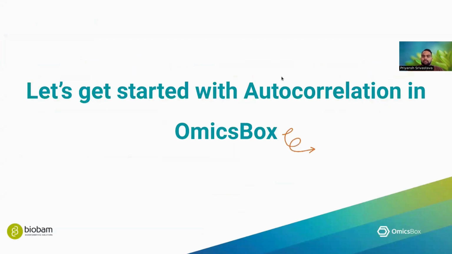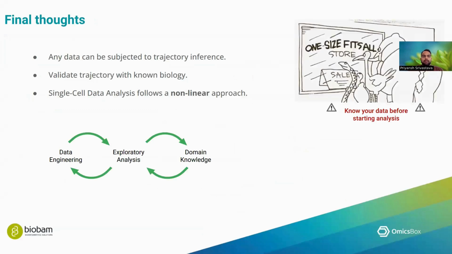So as we have already seen, and some final thoughts. Any data can be subjected to trajectory inference, but you have to ask yourself whether your data set really represents a biological process and whether you are capturing intermediate cell states. Then you have to validate the trajectory with the known biology. So before you actually start finding novel things or looking at novel expression patterns, you should first confirm whether your data is representing the known biology or not.